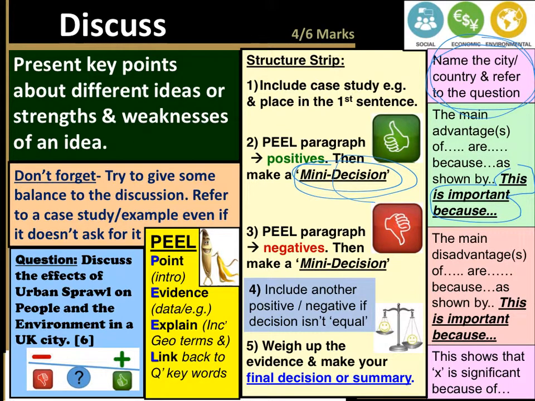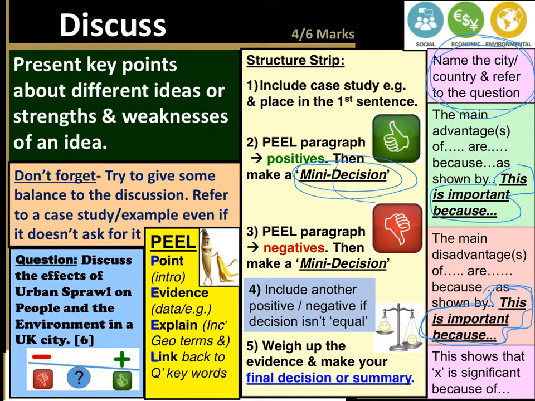Then look at the opposite point of view. Exactly the same. The main disadvantages of something are: this is because, this is shown by, this means that. Include some data, include some geographical terms. And finally, your mini decision, which is: this is important because. That's assessment objective 3, which is making a decision, applying your knowledge. And at the end, even if you don't think you need to, still make some kind of summary. This shows that X is significant because, but of course drop your own information in there if need be.